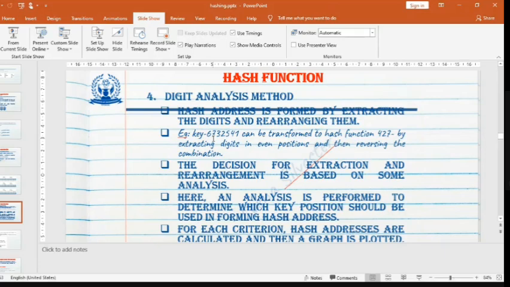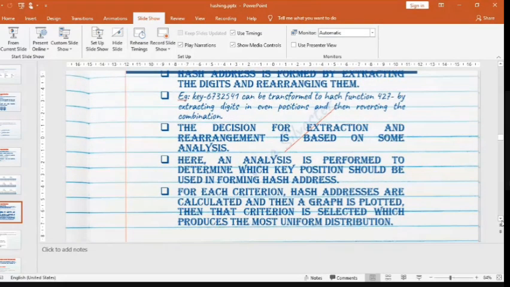The decision for extraction and rearrangement is based on some analysis. Here, an analysis is performed to determine which key position should be used in performing hash addresses. For each criterion, hash addresses are calculated and then a graph is plotted. Then that graph is selected which produces the most uniform distribution.